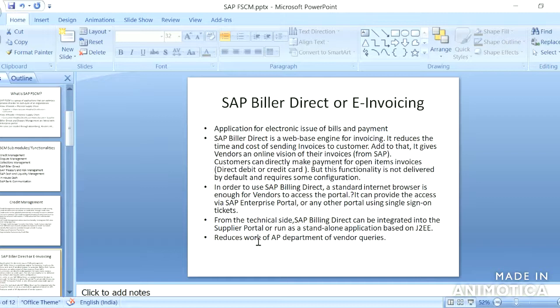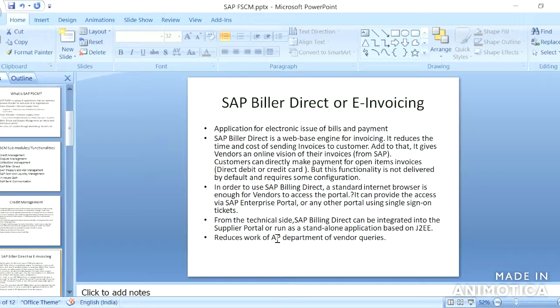So this helps in reducing work for the AP department of vendor queries. How does it reduce the work for the AP department? There is no need to print the invoices manually and then send the invoices to the customers.